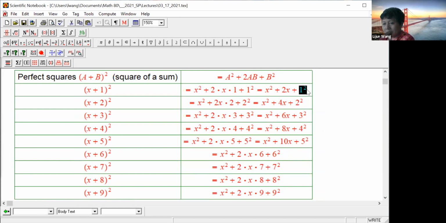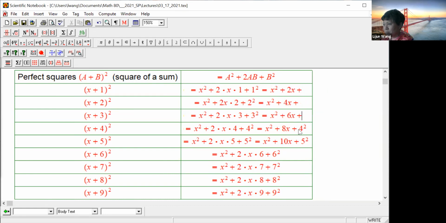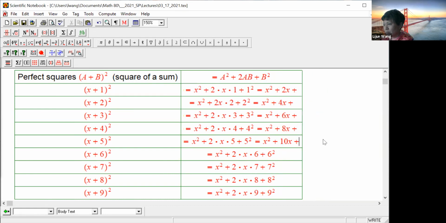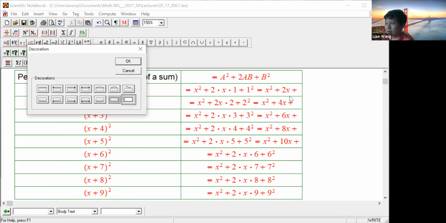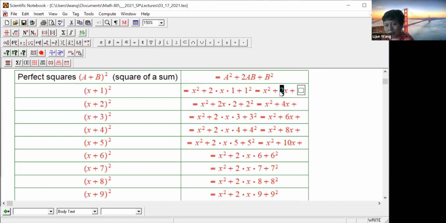If the last number is missing, okay, if these numbers are missing, okay, these are missing. How do you identify these patterns? You just take the number in the middle, divided by 2.